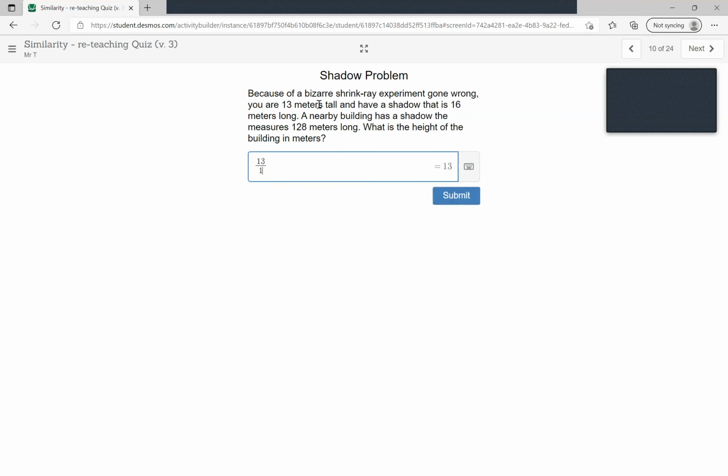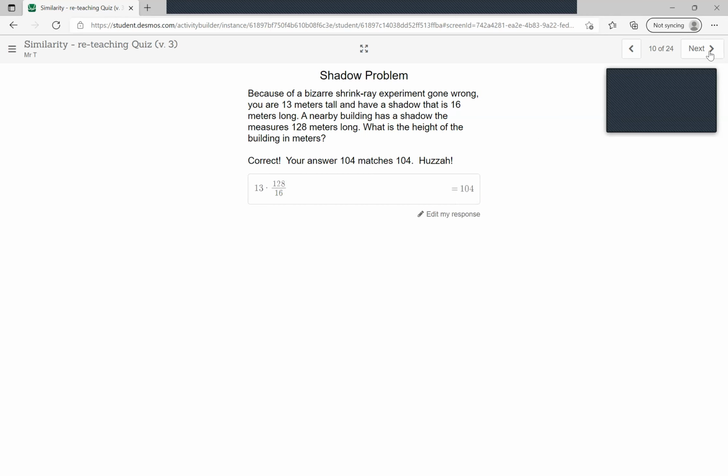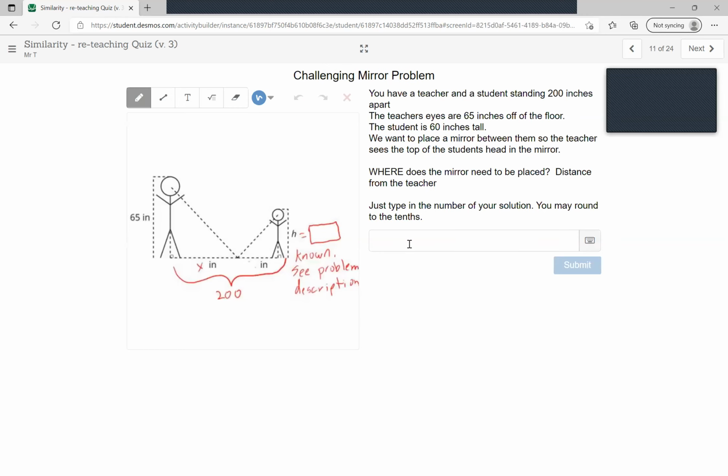So we know that I could have done this here. 13 over 16 equals x over 128. Now this won't fix it, but that's what I'm doing. So the 13 and the 128 get cross multiplied, and then I'm going to divide by the 16. So 13 times 128 divided by 16. Got it right.